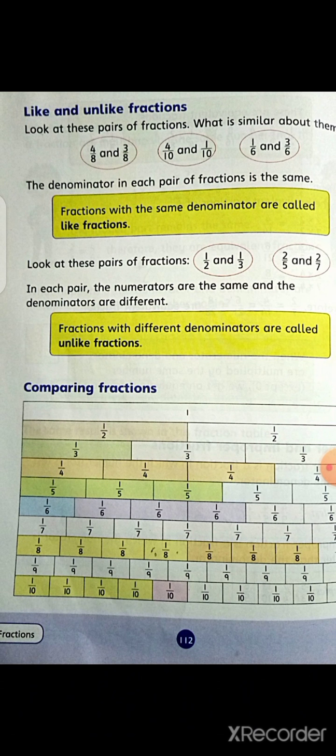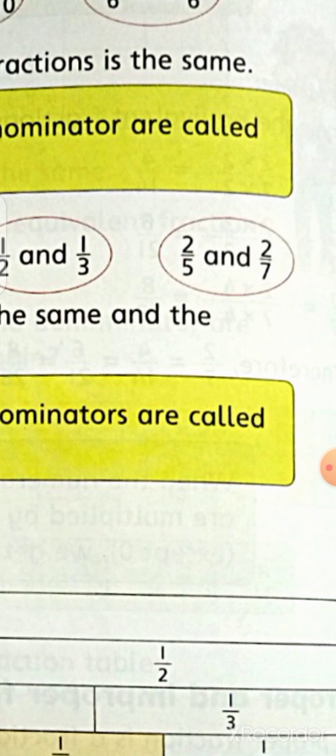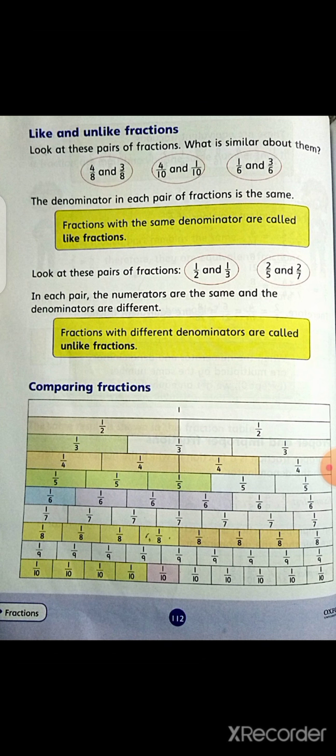Now, look at these pairs of fractions, 1 over 2 and 1 over 3. What is the same here? 1, that is the numerator, but the denominators are different, 2 and 3. In the second pair, 2 over 5 and 2 over 7, the numerators are the same but the denominators are different, these are 5 and 7. In each pair, the numerators are the same and the denominators are different.